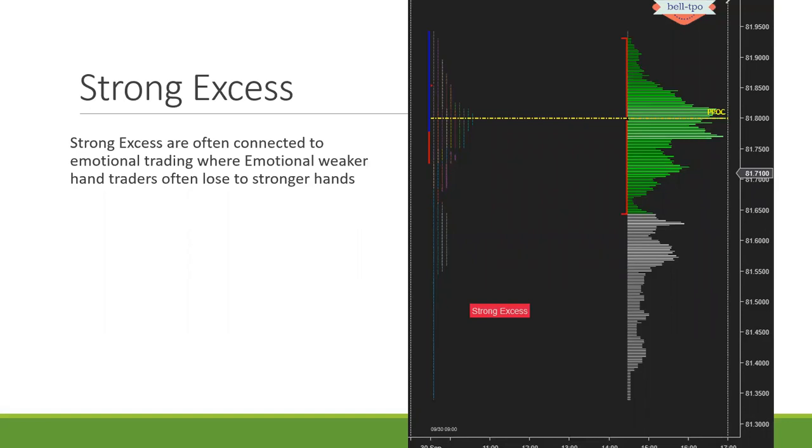See, identifying excess anybody can do. Monitoring the excess, only few people can do that. Because most of the traders in the market want to see the pattern and enter into the trade. But majority of the traders don't have any fair idea about how to monitor the situation. Okay, the excess has been formed, then what should I monitor? So stronger excess are often connected to emotional trading, where emotional weaker hands often lose to the stronger hands.